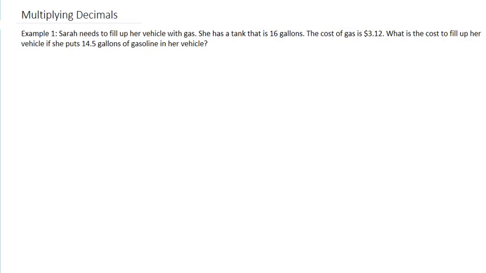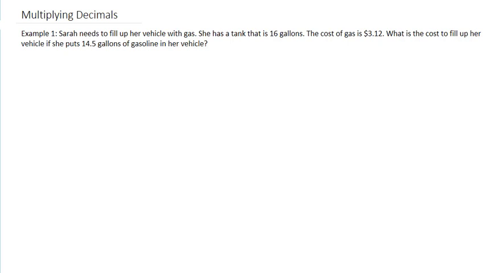Multiplying decimals. Example 1. Sarah needs to fill up her vehicle with gas. She has a tank that is 16 gallons. The cost of gas is $3.12. What is the cost to fill up her vehicle if she puts 14.5 gallons of gasoline in her vehicle?